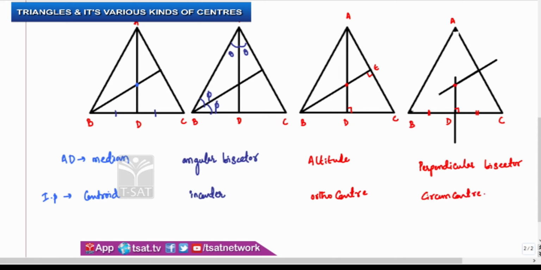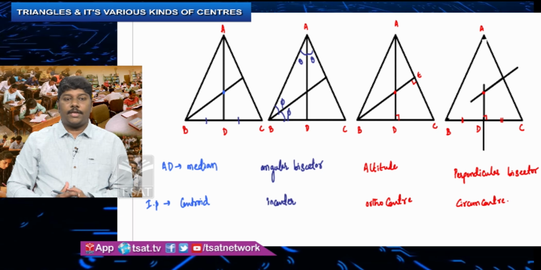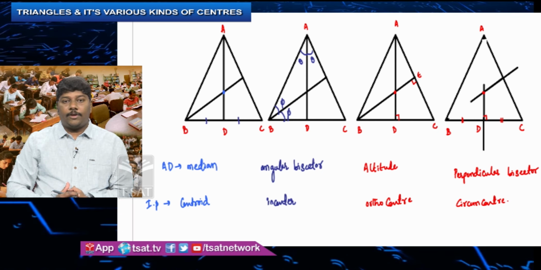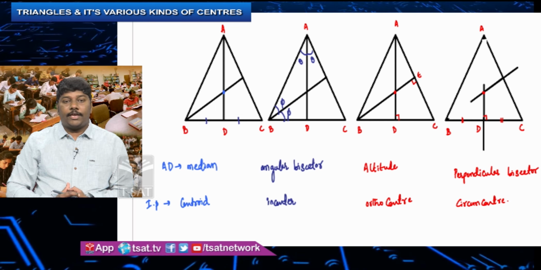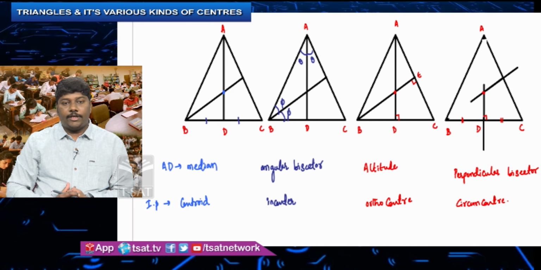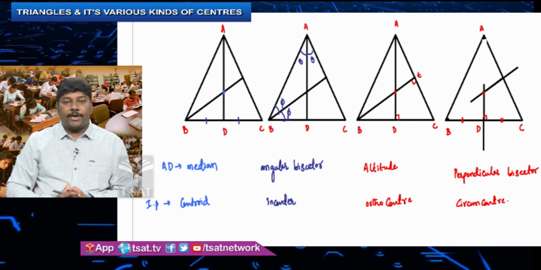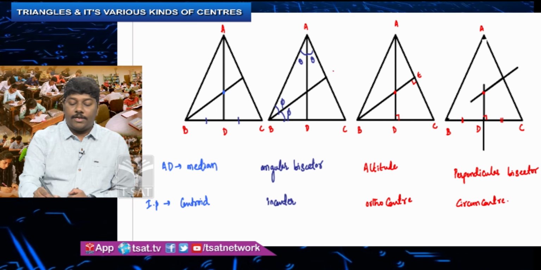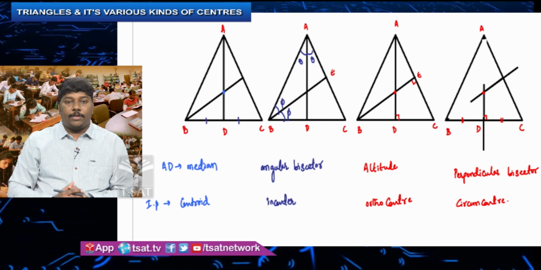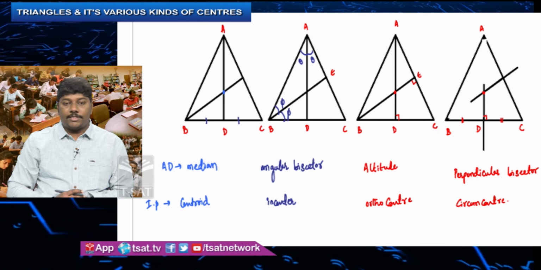First, medians, intersection. What is a median? A line which divides the opposite side into 2 equal parts is a median. Now, intersection point of medians is called centroid. Second one, the line which divides the angle into two equal angles is an angular bisector. Here AD is an angular bisector of angle A and BE is an angular bisector of angle B. Now, the intersection point of 2 angular bisectors, we call it incenter.